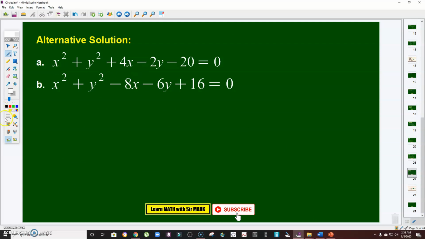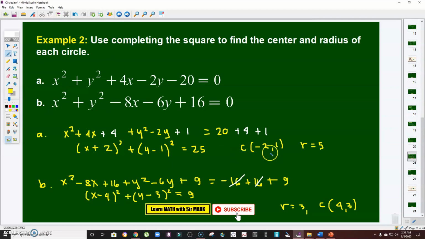So here, to get the center, like I said, it's a shortcut. In such a way, I don't go through completing the square. That's it. Reverse the sign, negative 4 divided by 2, so that will be negative 2. See that? Reverse the sign, that will be positive 2 divided by 2, that will be 1. Okay? What is our center in letter A? Negative 2, 1. See that?